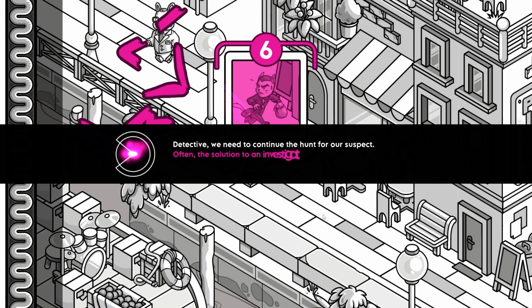Detective, we need to continue the hunt for our suspect. Often the solution to an investigation involves chases and surveillance duties.